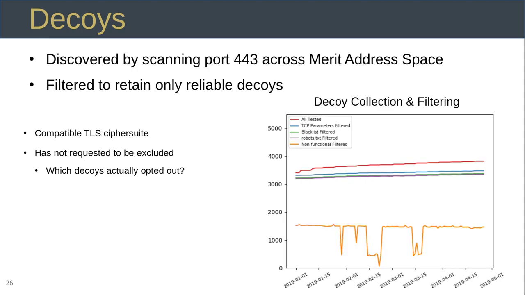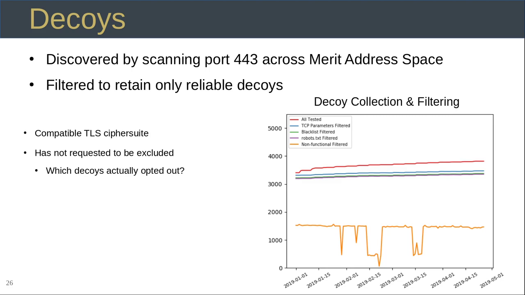We filter for a couple of things, but one good example is that we filter for specific TLS cipher suites, because TapDance requires the use of one of a few commonly supported TLS cipher suites for the tagging system that it uses.